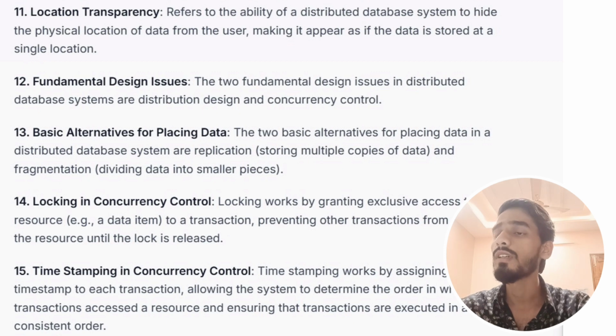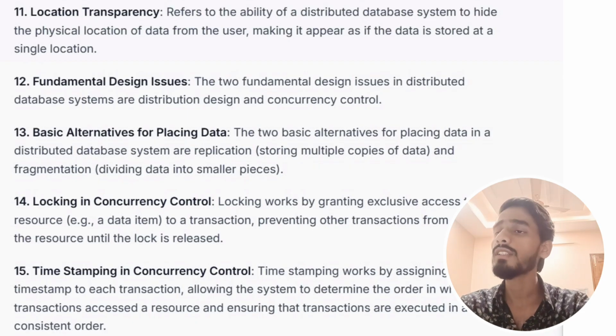Next, how does locking work in the context of concurrency control? Locking works by granting exclusive access to a resource, for example a data item, to a transaction, preventing other transactions from accessing the resource until the lock is released.